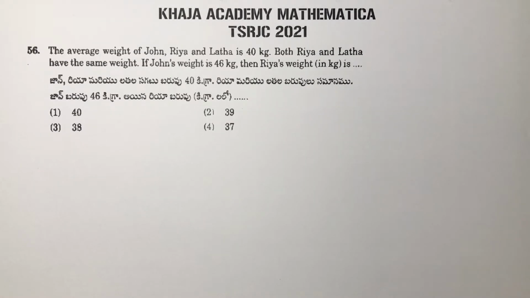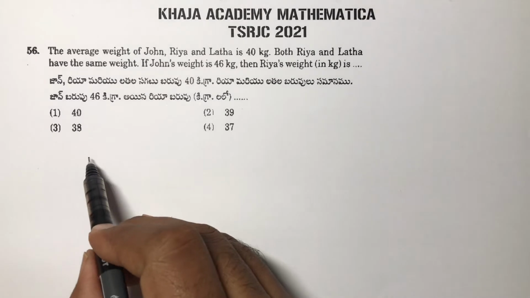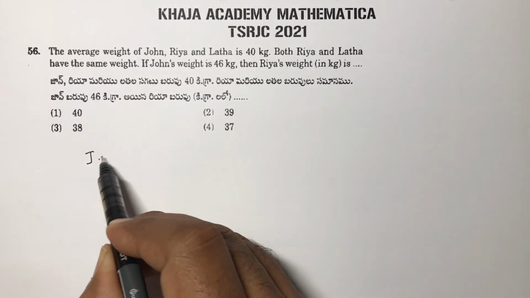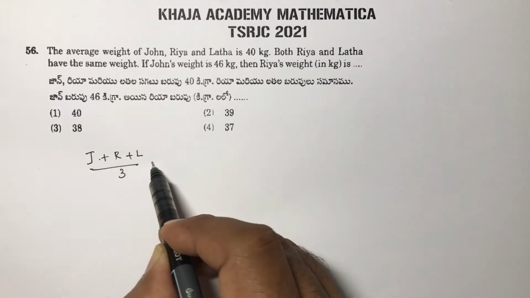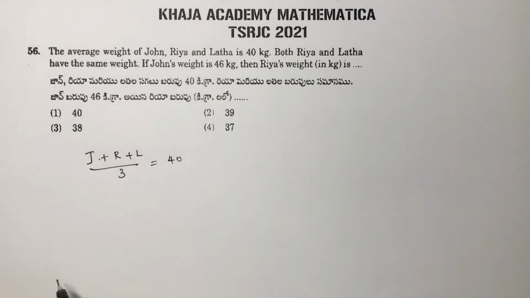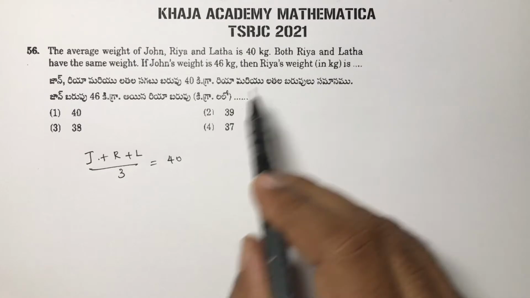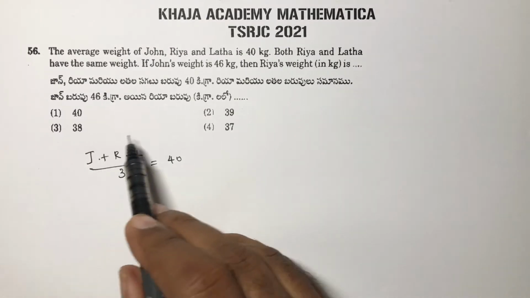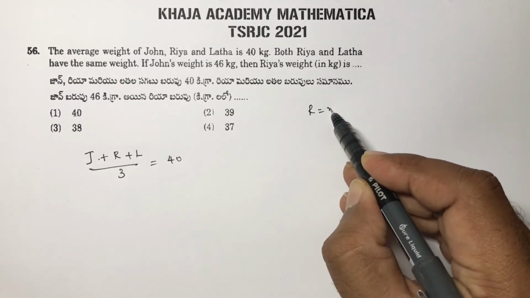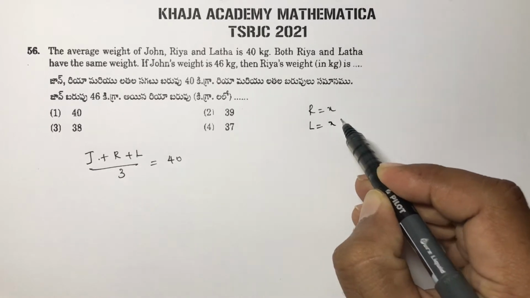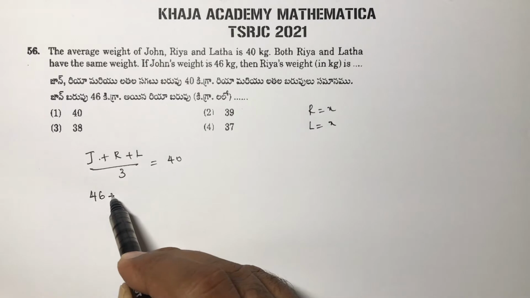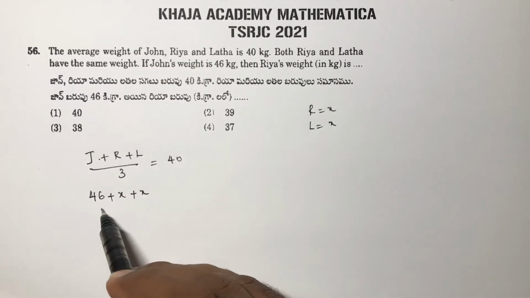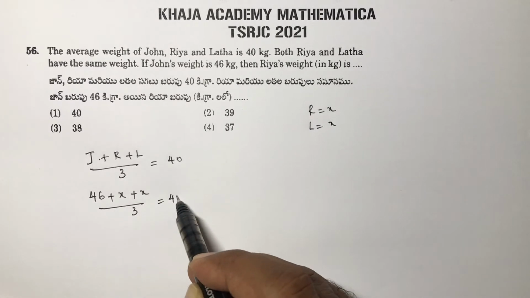The average weight of John, Ria and Lata. So average is sum of the observations, John plus Ria's weight plus Lata's weight, by number of observations, is 40. So here they are telling Ria and Lata have the same weight. So Ria's weight I'll consider x, Lata's weight also I'll consider as x, and John's weight is given 46. So 46 plus 2x by 3 is 40.